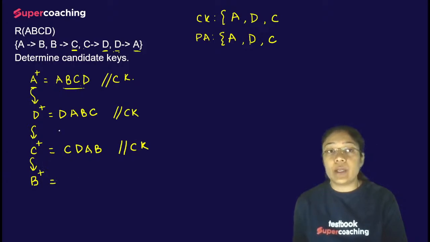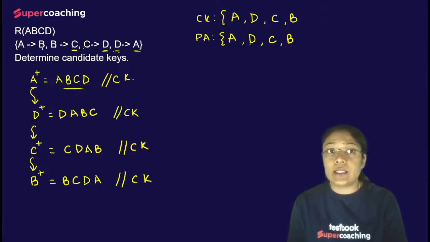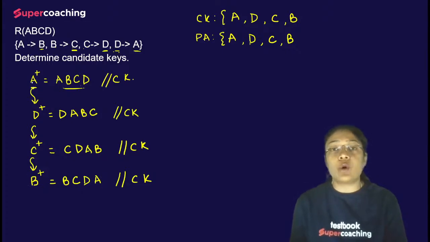B closure comes out to be B is determining itself, B is determining C, और C बाकी सारी attributes को determine कर रहा है. So obviously B is also a candidate key. So I'll include B in the set of prime attributes. Now see, B is present on right hand side of A. So I'll try to replace B with A, but we have already covered A closure. There is no other possibility, so this will be the end.